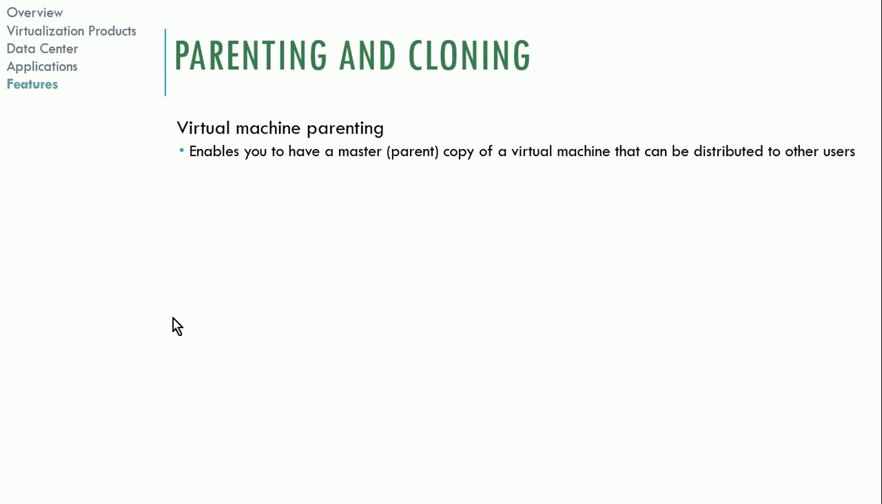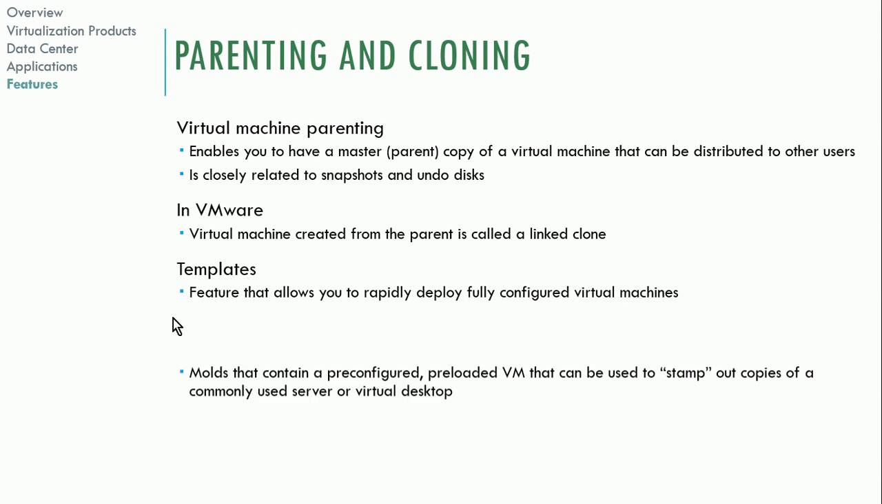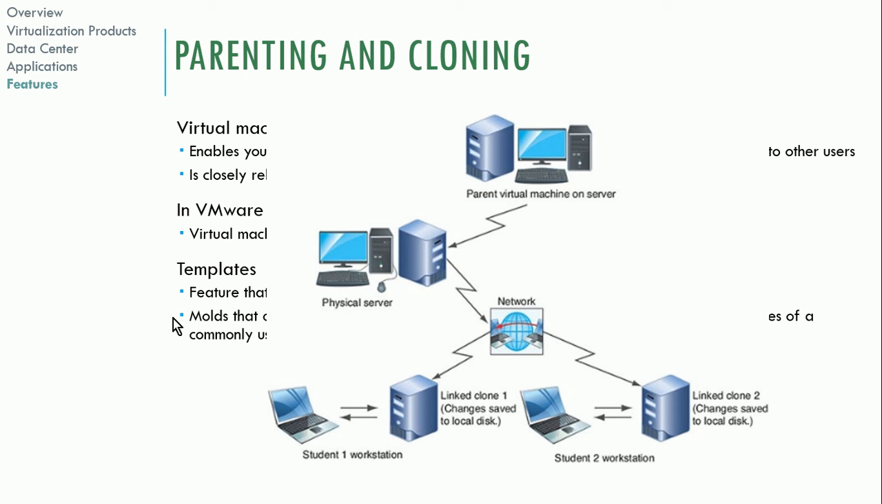Parenting and cloning: virtual machine parenting allows you to have a master copy of a virtual machine that you can use for distribution to other users. For example, you could build a master for 2008 Server, and anytime somebody needs to provision a 2008 server, it's provisioned from that master, from that parent copy. In VMware, the parent is called a linked clone, which we talked about earlier. And of course, you can make templates that you can use to deploy different operating systems and different platforms and so forth.